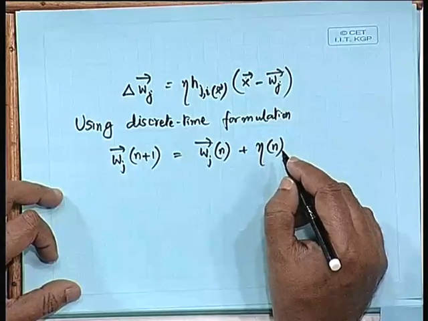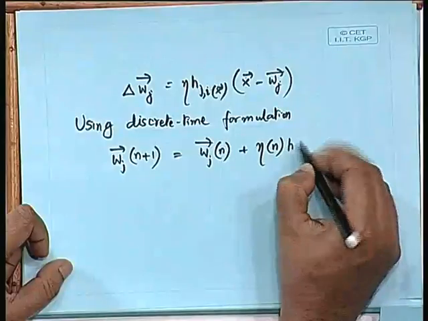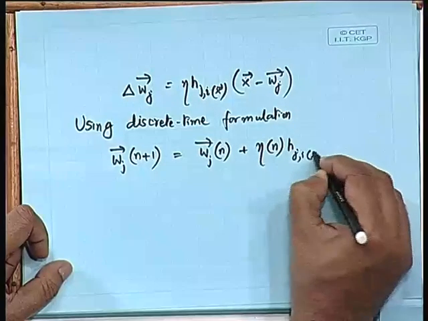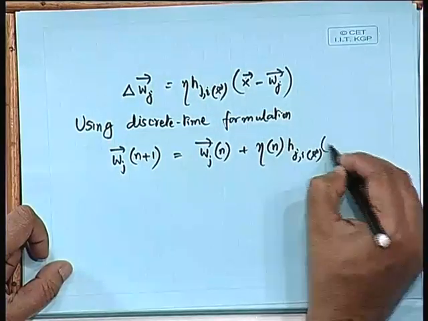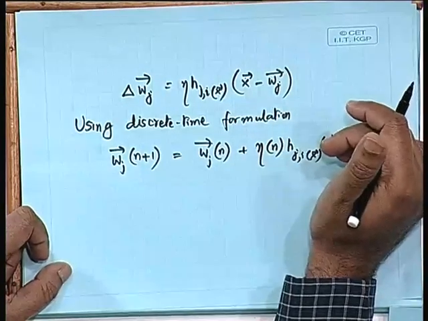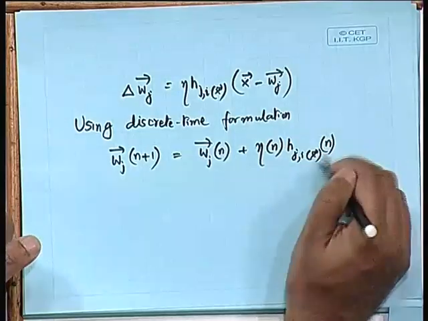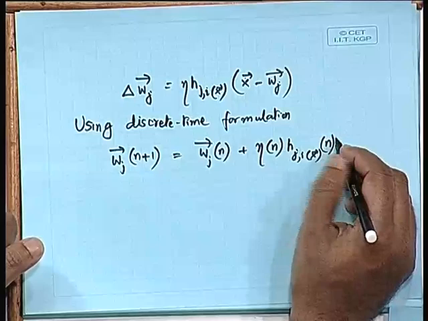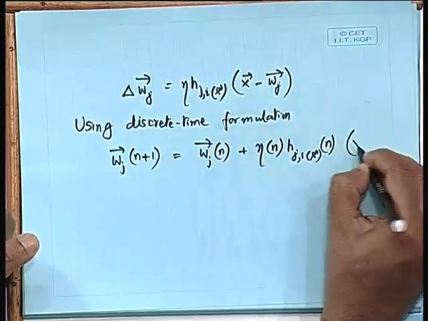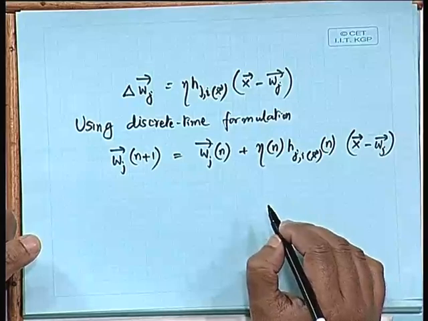That means to say what? That instead of taking eta to be the same for all the iterations, we may like to vary eta with n. So, we introduce eta n, and the rest of the terms could be h of j I x vector, and as an argument of h also we should write n, simply because as we had also seen last time that this h of j I shrinks with time. So, in general we should be writing this h of j I x as a function of n, and then we can write down the rest of the term, that is x vector minus w j vector.